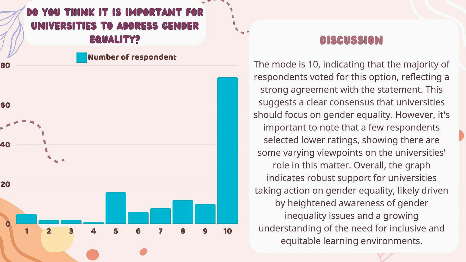Do you think it is important for universities to address gender equality? Alright, so let's go over the significance of the mode of the data. With a mode of 10, the majority of respondents strongly agree that universities should prioritize gender equality, signaling a clear consensus on this point. However, some respondents did select lower ratings, indicating a range of viewpoints on the role universities should play. Overall though, the graph suggests strong support for universities actively promoting gender equality, likely reflecting an increased awareness of inequality issues and commitment to creating an inclusive learning environment.